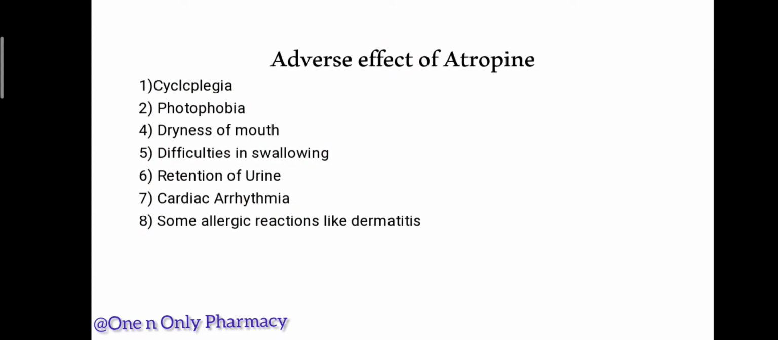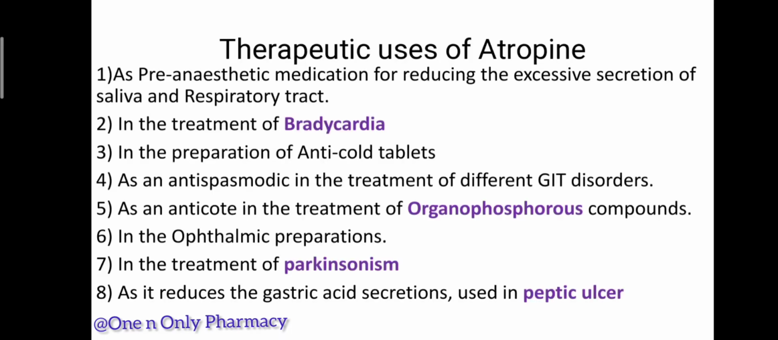Adverse effects of atropine. There are several main adverse effects. First, cycloplegia. Second, photophobia. Third, dryness of mouth. Difficulty in swallowing. Retention of urine because of ADH. Cardiac arrhythmia. Some allergic reactions like dermatitis. These are some adverse effects of atropine.